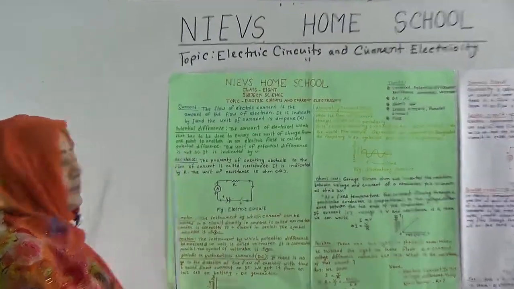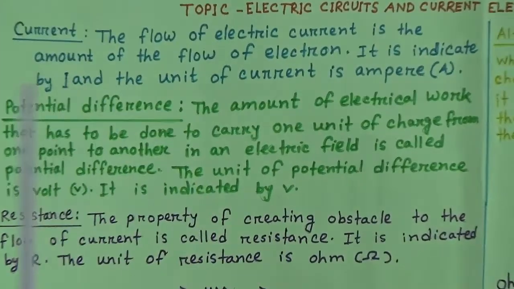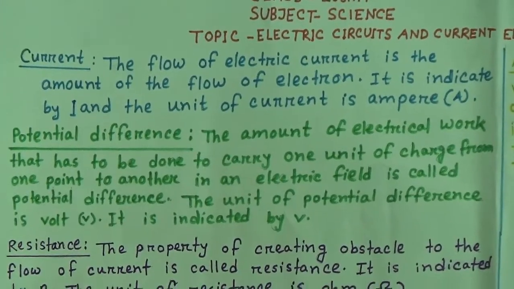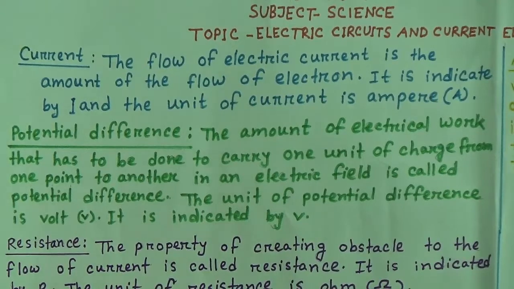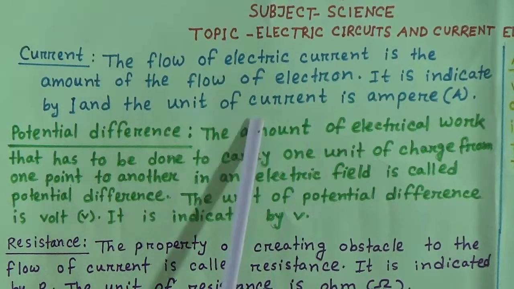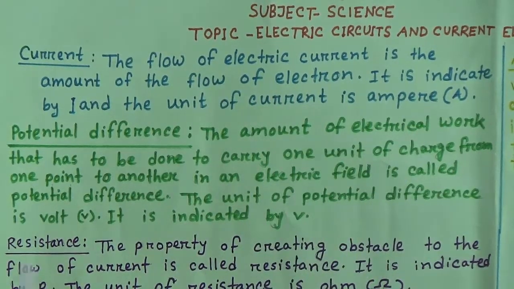Suppose current. What is current? The flow of electric current is the flow of electrons. It is indicated by I and the unit of current is ampere.